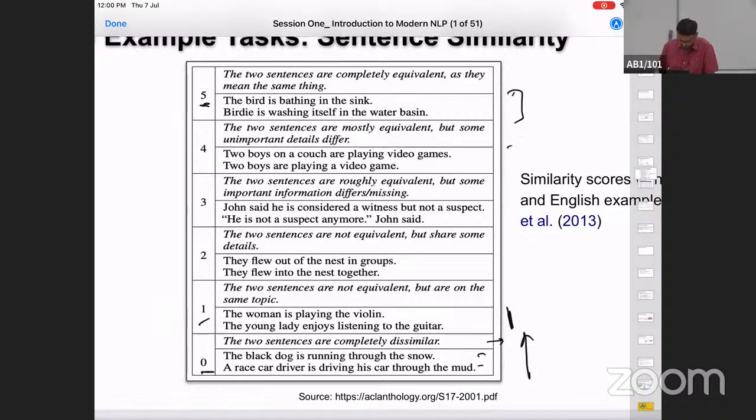Let us talk about this. The two boys on a couch are playing video games. The two boys are playing a video game. So what is the explanation here? The two sentences are mostly equivalent, but some unimportant details are differing. Something which is not important to define the meaning of the sentence is missing in one of them. And what is that? Couch. It's not that important, but if it was there in the second sentence, then they would have been exactly similar.